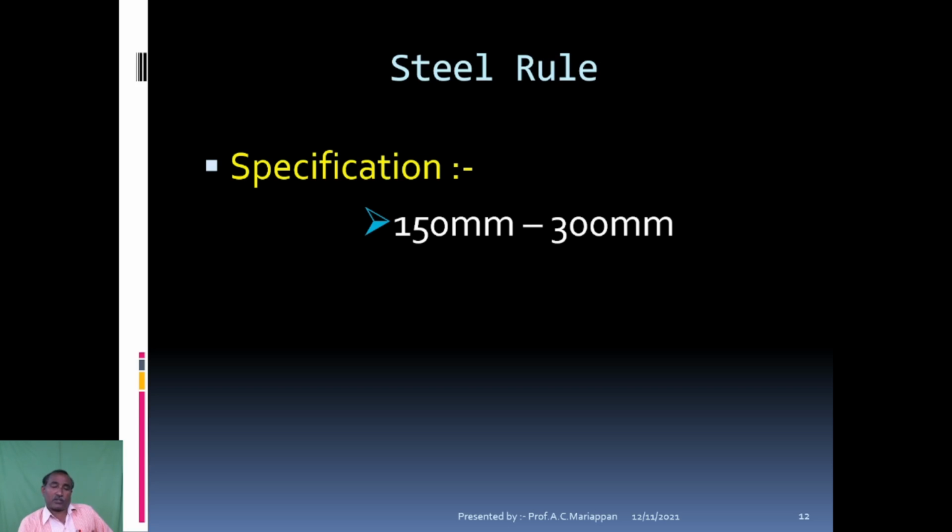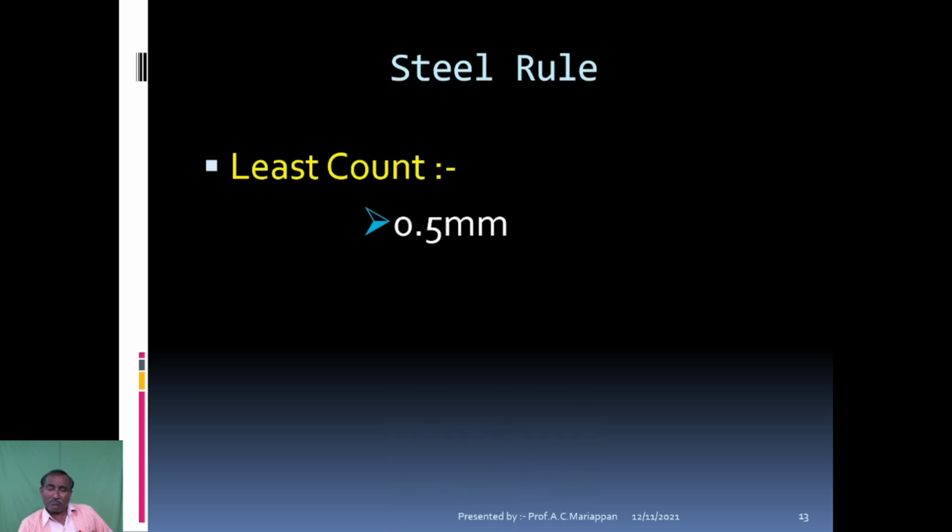Usually the length is the specification. Here we can say the minimum is 150 mm and the maximum, in our workshop, we can use up to 600 mm. So that is the specification of the steel rule.